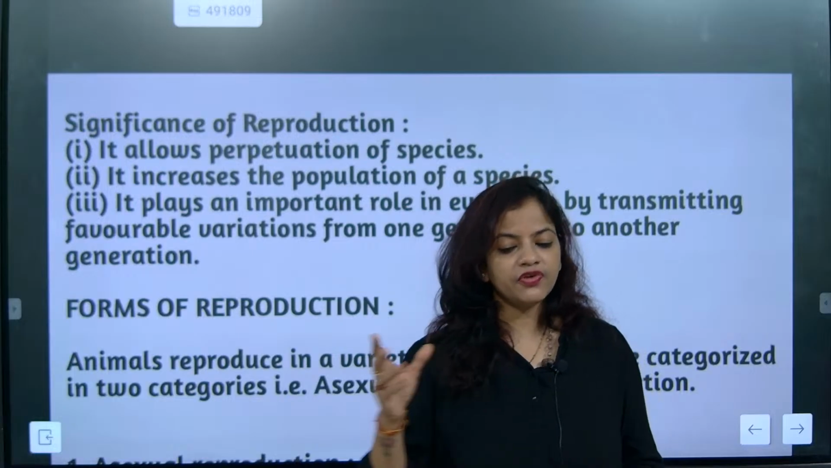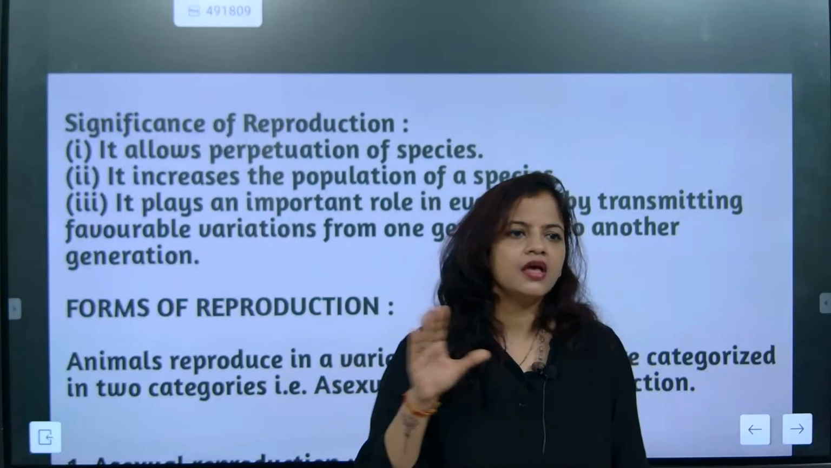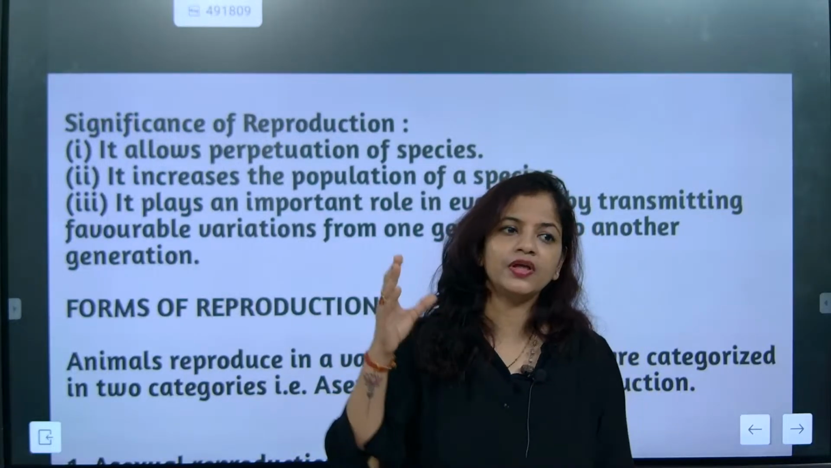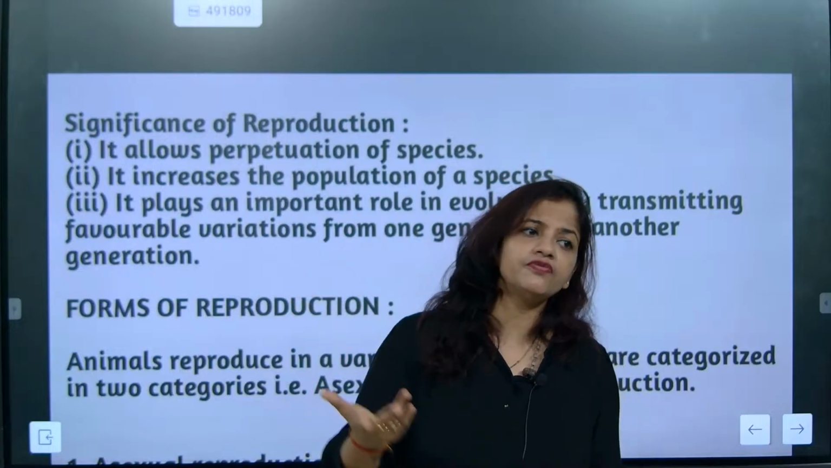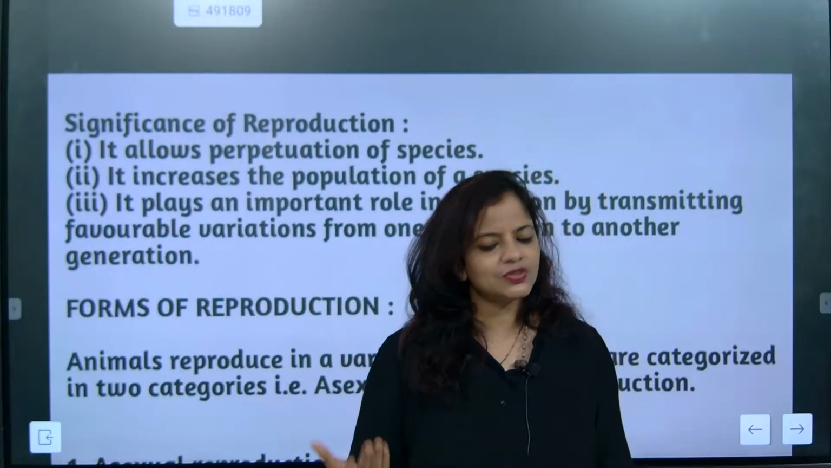Okay. So the significance of reproduction is exactly explained by this section only. When they ask the purpose or significance, understood or not? We need to explain it differently.